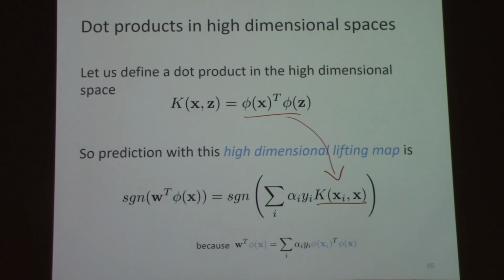Questions about this equivalence? Yes. Since we are doing a dot product with phi of x, the W here is in the original space? Sorry, in the blown up space. Right. Yes.